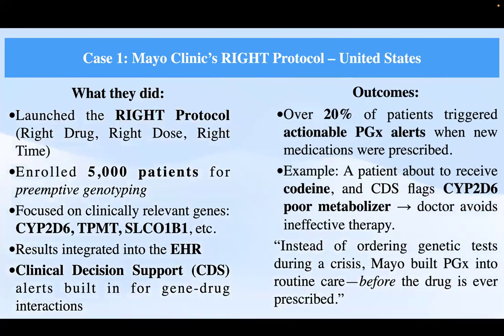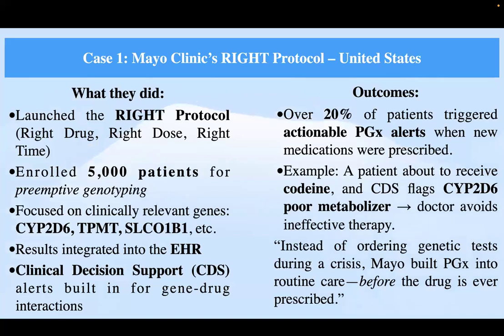What was the outcome? You can see over 20% of patients triggered actionable PGx alerts when new medications were being prescribed. For example, when a patient was about to receive codeine, the CDS flagged a CYP2D6 poor metabolizer. So what happens next?